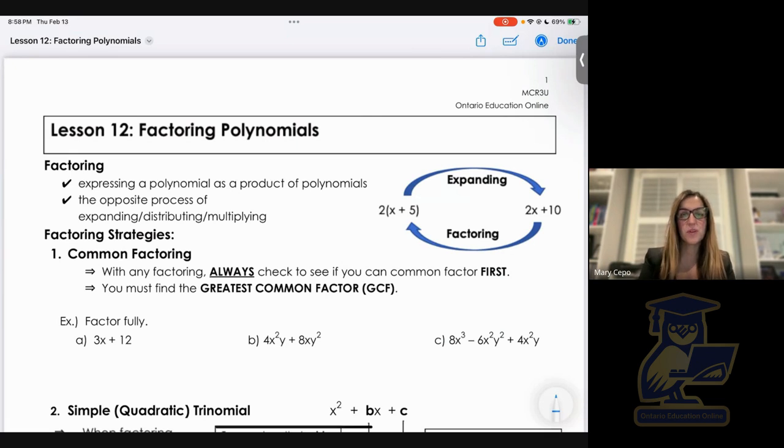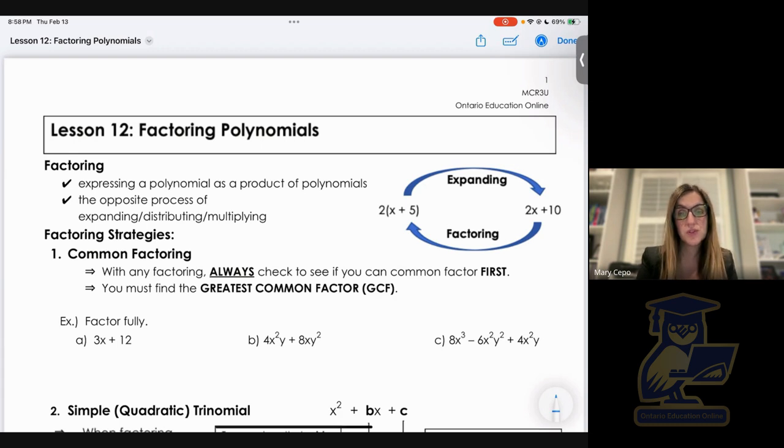In this lesson, we will explore the concept of factoring polynomials using various methods. So let's start with factoring. What is factoring? Factoring is expressing a polynomial as a product of polynomials, the opposite process of expanding, distributing, and multiplying.